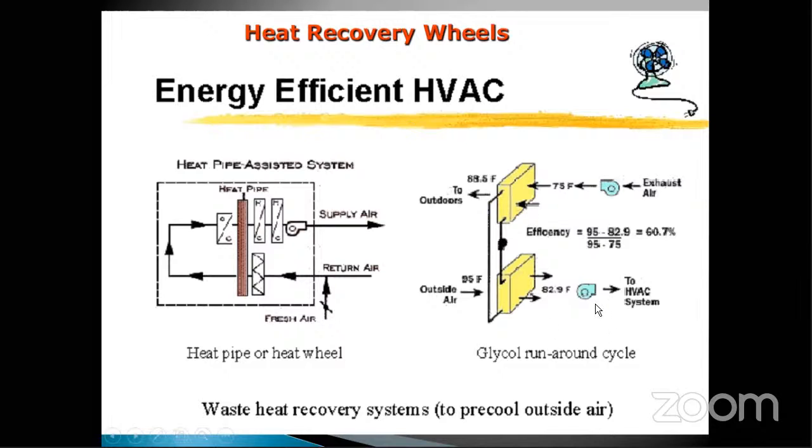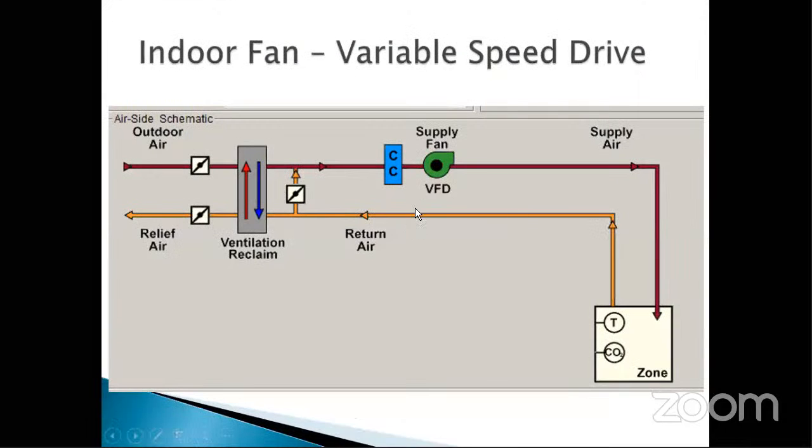So the system is efficient. You may have around 60% efficiency. So instead of constant speed, we may have variable speed drives.